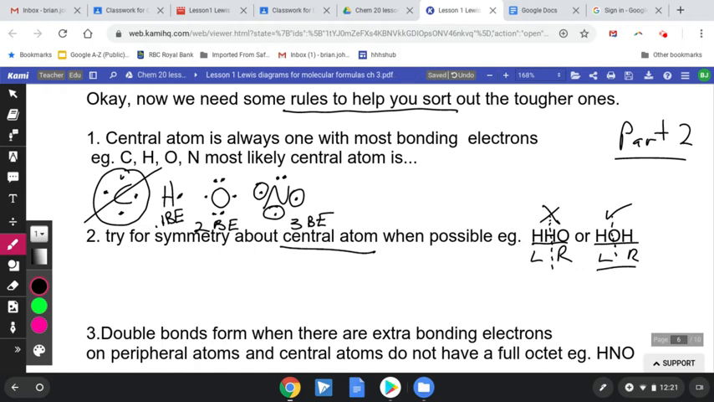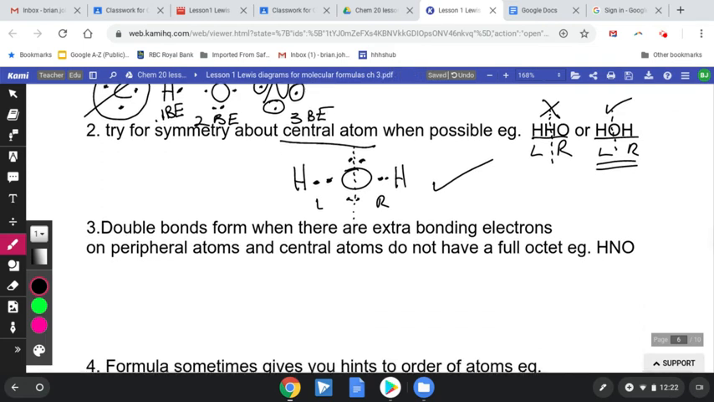So this is the better choice for building water, which means 2 lone pairs, 2 bonding electrons. I would put 1 hydrogen on each side, and the molecule would be symmetrical. The left and right side would look the same. So that would be the best choice for water.